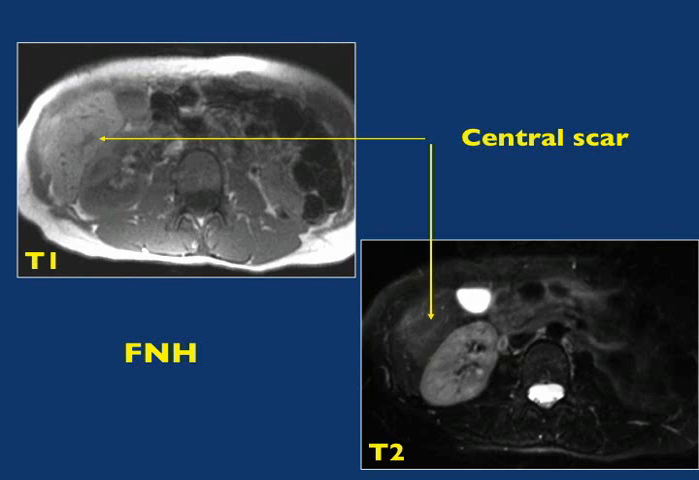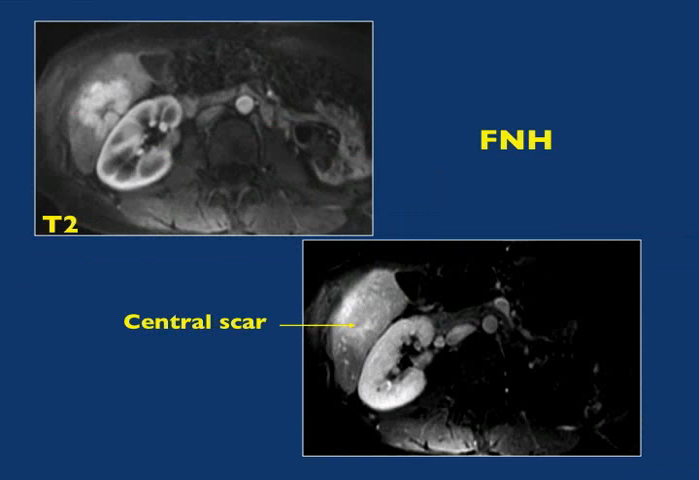The next slide also shows an example of a focal nodular hyperplasia, and you see the arterial blush, which is like a popcorn shape with a lesion in the middle, and that is called the central scar.